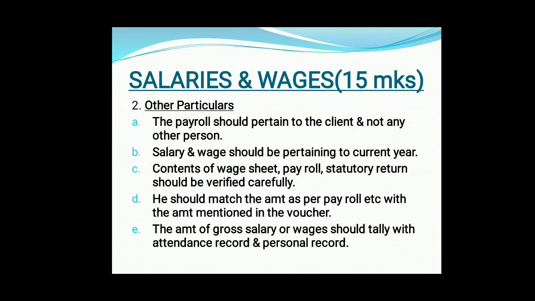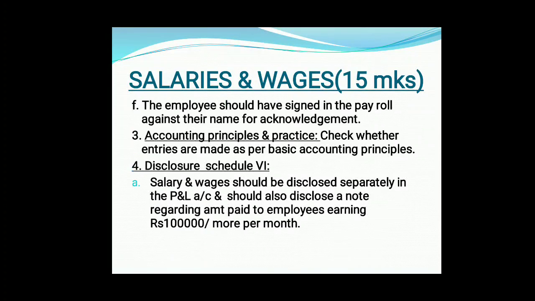Then he should match the amount as per payroll, etc., with the amount mentioned in the voucher. Basically in the payroll they will write how much is to be paid. Suppose in a college payroll, take my example, the amount to be paid to me is different from my colleagues. So he has to check the amount in the payroll against the amount in the voucher, that is, the amount paid to me. Then the gross salary or wages should tally with the attendance record and personal record. Then the employee should have signed in the payroll against their name for acknowledgement, that is, after receiving the wages or salary, they have to sign against their name.